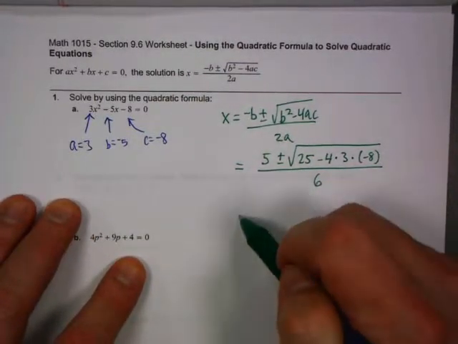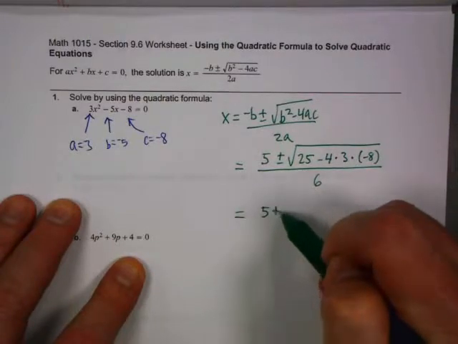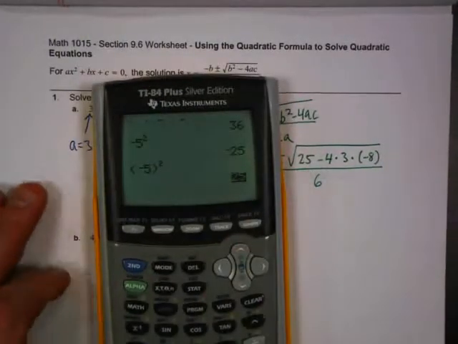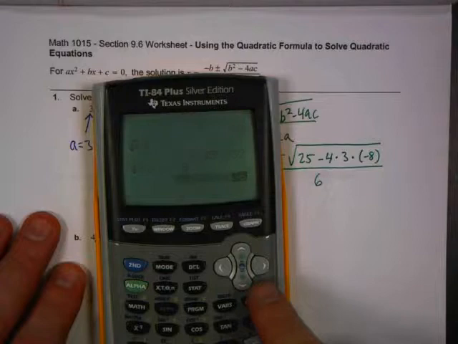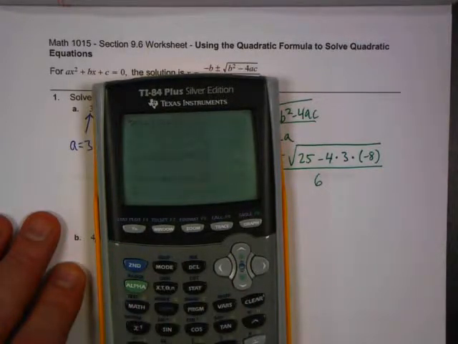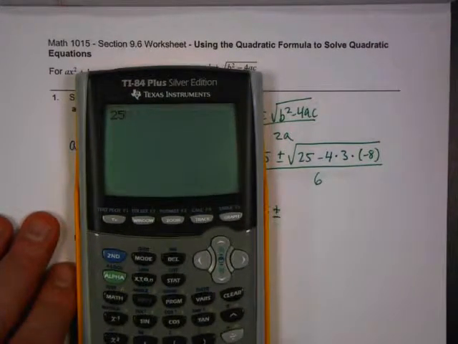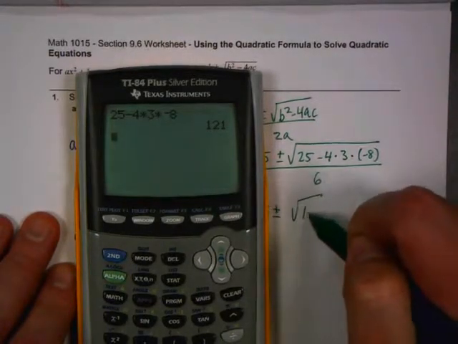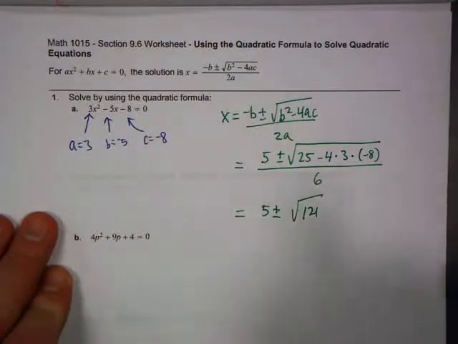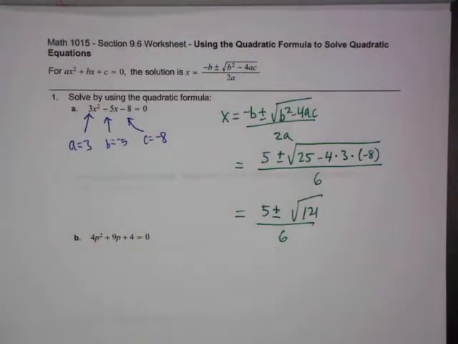All right, and then I use my calculator. This is 5 plus or minus... There we go. My calculator was doing something weird there. 25 minus 4 times 3 times -8. Calculator says that's the square root of 121 all over 6.